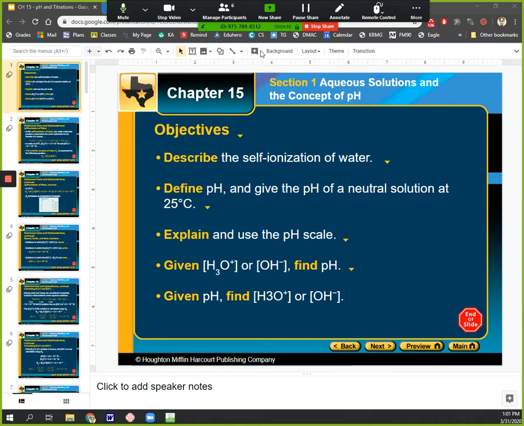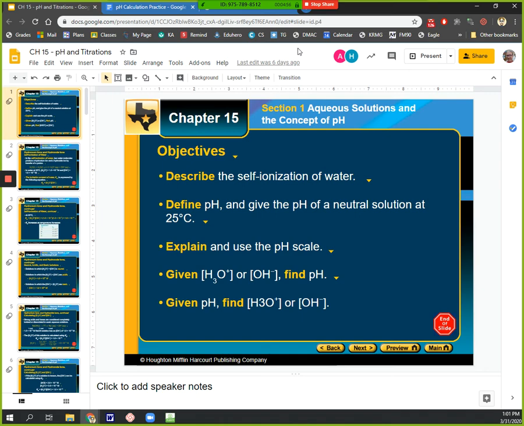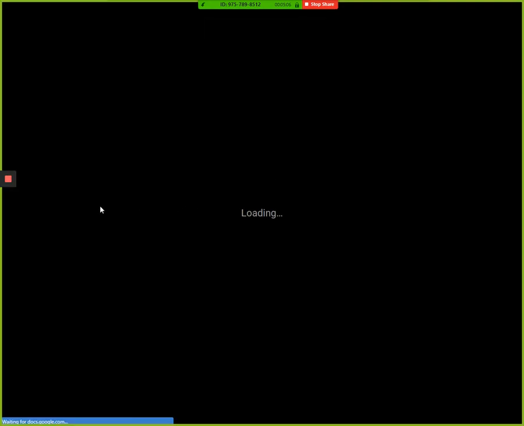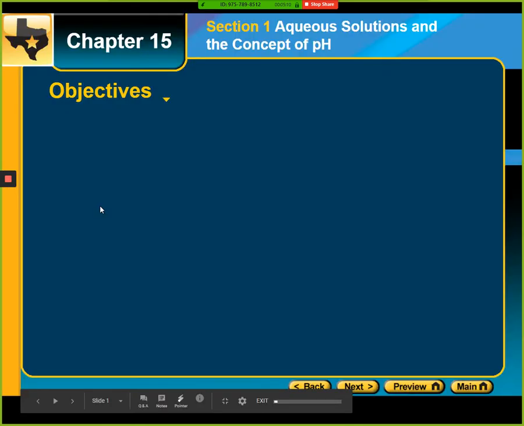What we're going to be talking about is the pH scale and what it means and what we're supposed to take from that. Some of this I'm taking right from the slideshow that was sent out in your notes. I'm going to be adding a few things to it.